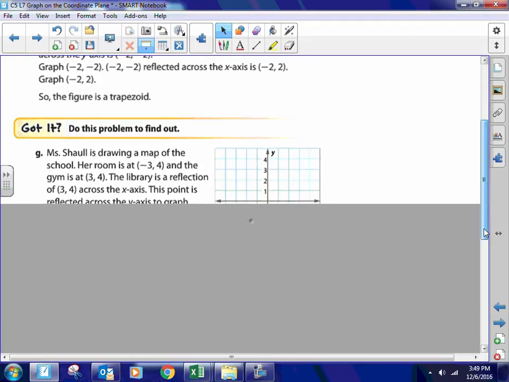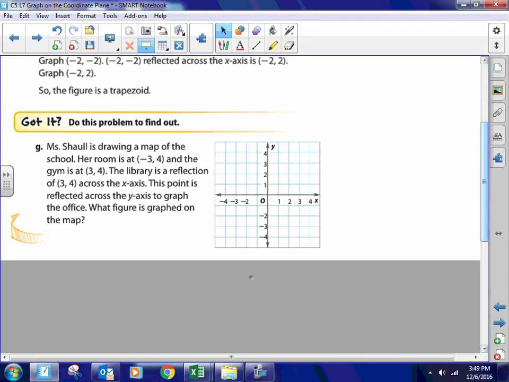Now, when we do this next problem here, they're also going to build a geometric figure. Okay? So pause the video, do this on your own, see if you can figure out what figure is graphed on the map. And you can kind of see how it's graphing it, right? Now, not all figures are going to work like this, but most figures will.